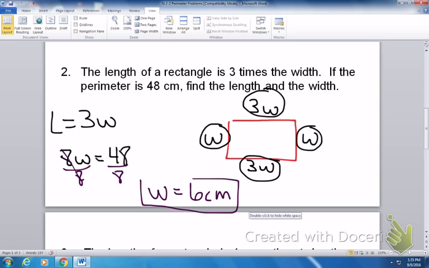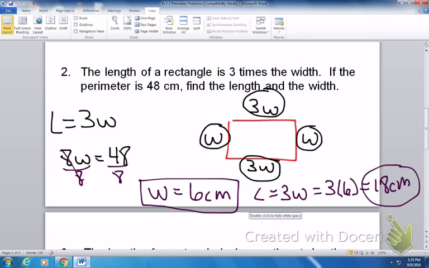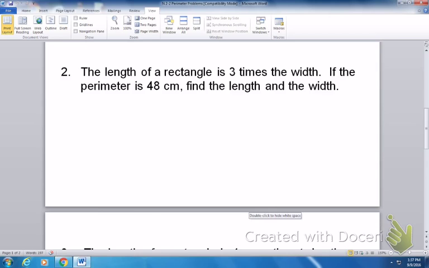Now, they did ask us to find the width, but they also asked us to find the length. Well, if the length is 3W and I know that W equals 6, I just multiply those together, and I get the length is 18 centimeters. And that's your other answer. So guys, it's pretty straightforward. In fact, most of the time, the equations that we're going to solve are a lot easier than the ones we've been doing. So be careful. Don't make stupid mistakes. Okay? Let's go to the next page.